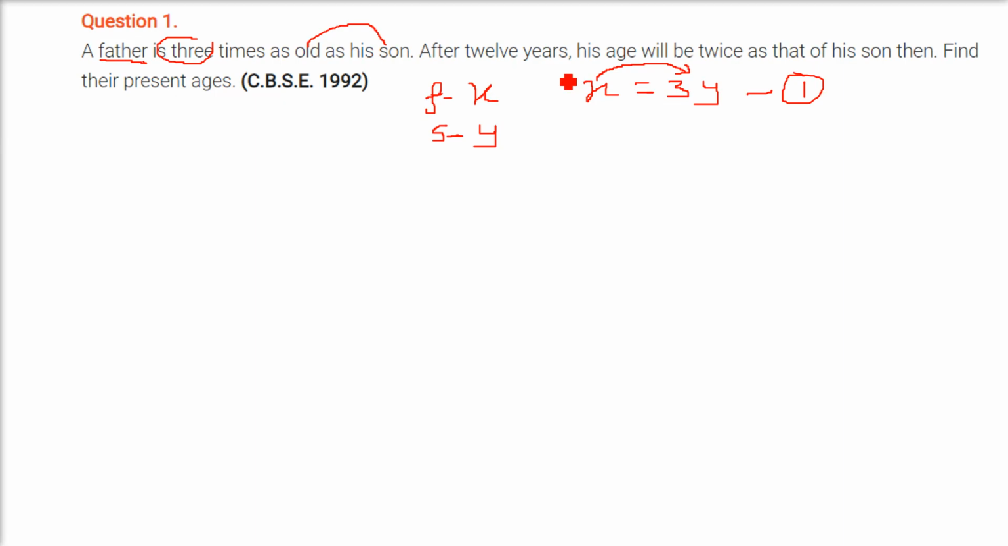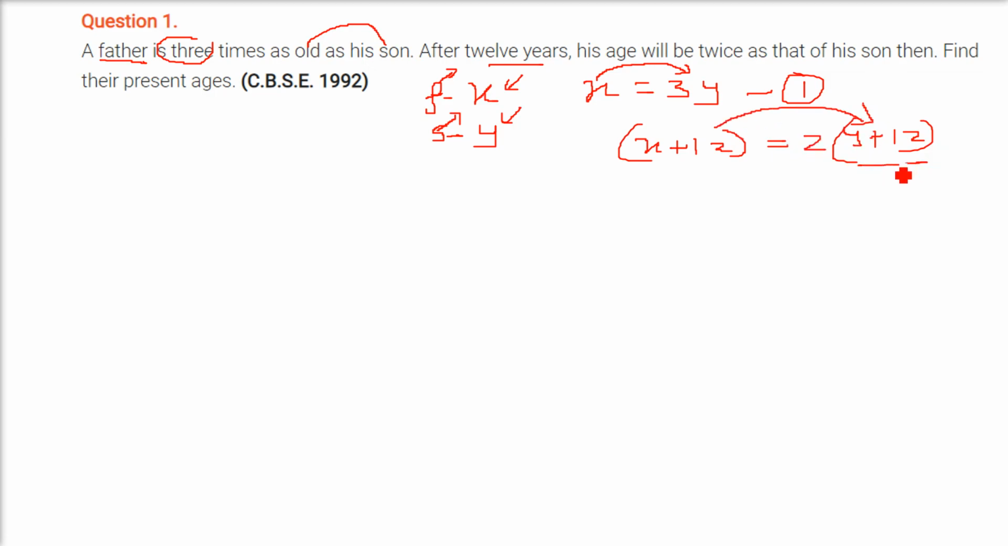After 12 years, father will also be 12 years older, and son will also be 12 years older. So we add 12 to father also, and we add 12 to son also. So after 12 years, what is the situation? This X and Y we are taking as the present age of father and the son. After 12 years, his age will be twice that of his son. So this is our second equation.